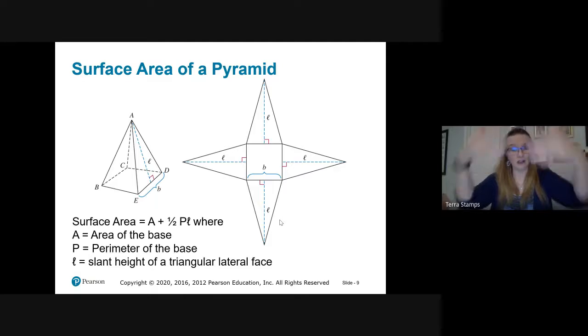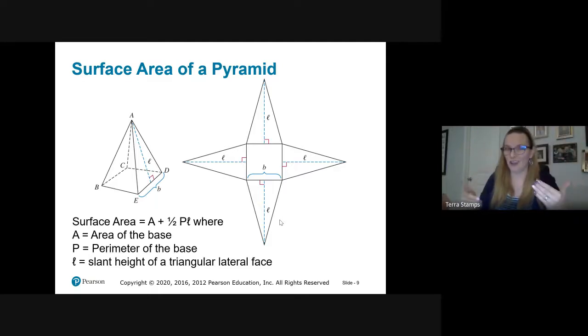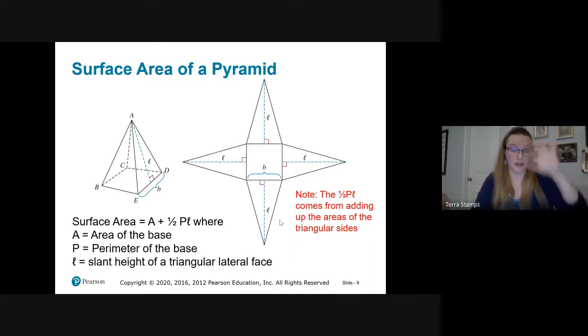And then there's triangular sides. So what's the area of a triangle? Well, it's 1/2 base times height, right? So if you add up all 4 of those triangles, that 1/2 base times height, the height there is that L, that lateral, that slant height. And then each one of those has a base that's the same all the way around. So there's where your perimeter comes in. That's adding up all 4 of those triangles, in this case 4 because it's a square pyramid.